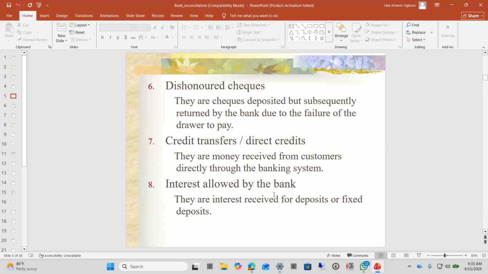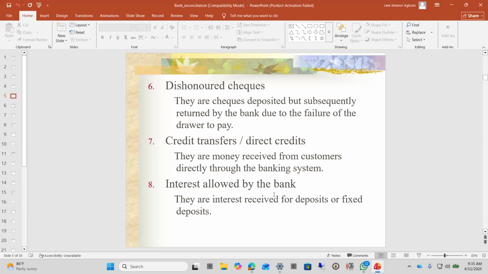When we say a check is dishonored, it means that the check has not been paid. The bank has not accepted the check. Then we say the check has been dishonored. You send it to the bank. They are supposed to honor it by paying, but they have refused to pay. So the technical term used is dishonored. They are checks deposited, but subsequently returned by the bank due to the failure of the drawer to pay.